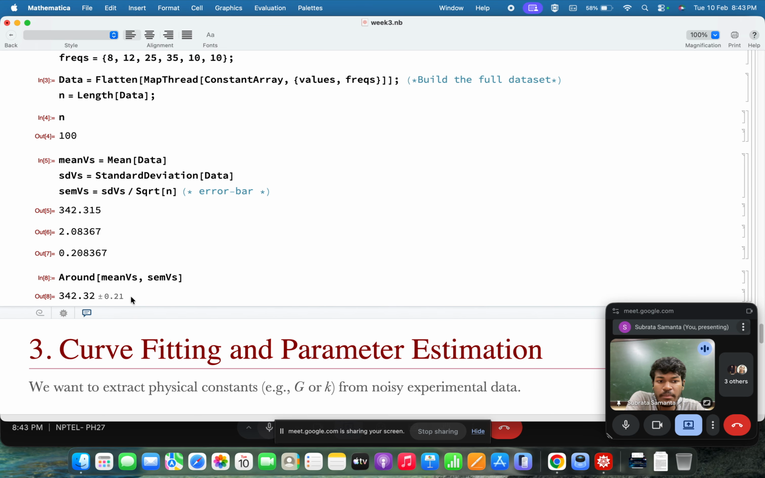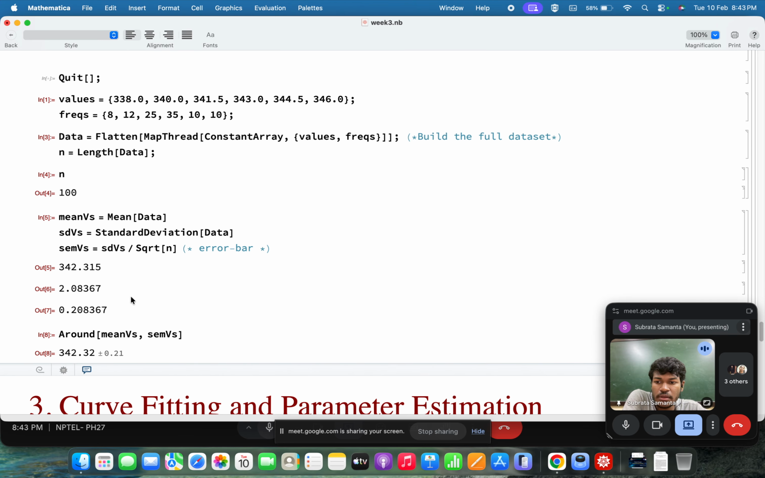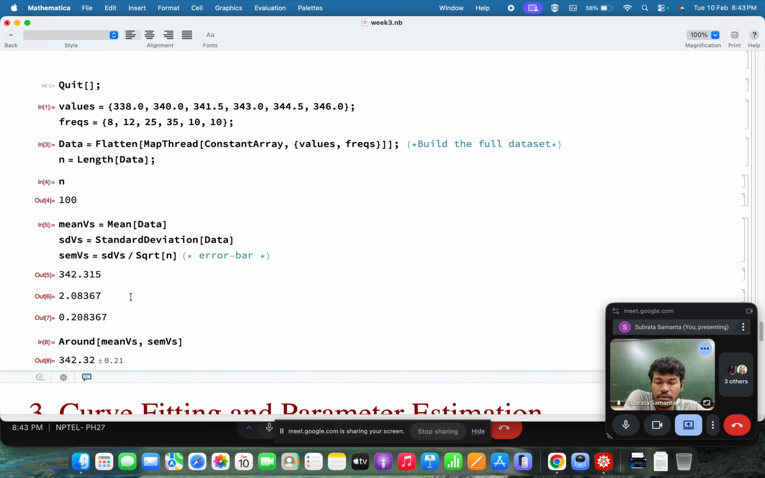So, this is a similar problem to the one in the assignment. You just calculate in this way.